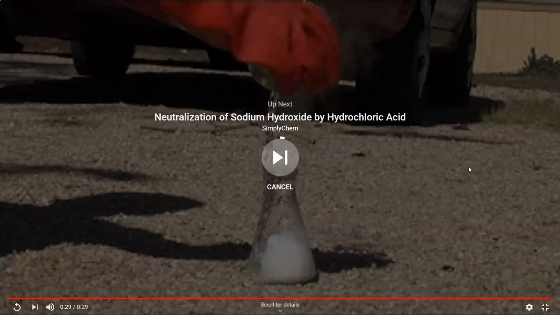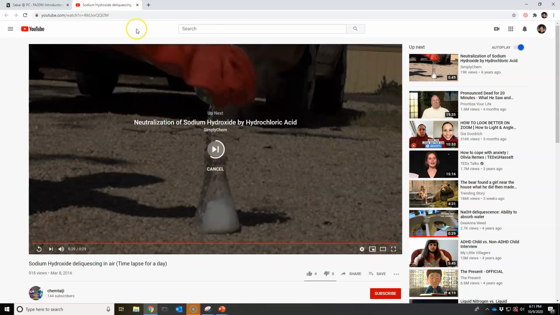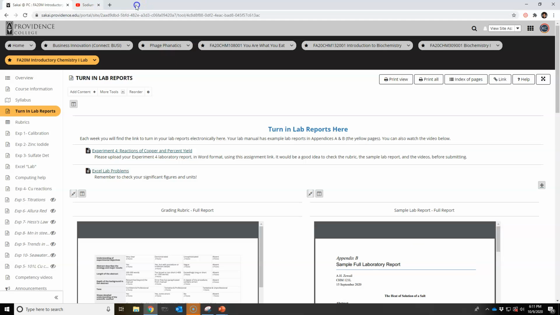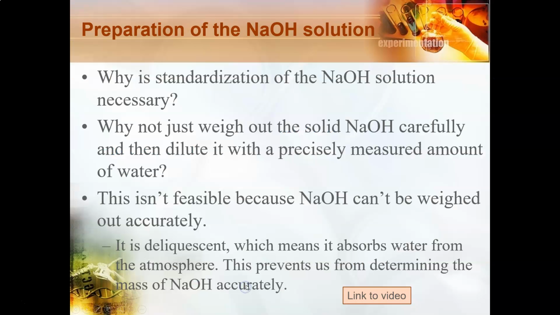But it's a little farther than that. The person who did this video didn't take it. This was time lapse for a day. But if you left it even longer than that, the sodium hydroxide would absorb so much water that it would actually dissolve in the water that it absorbed. So anyway, the bottom line is that we can't weigh out sodium hydroxide and know that we have all sodium hydroxide and nothing else. We would be weighing out some water at the same time.